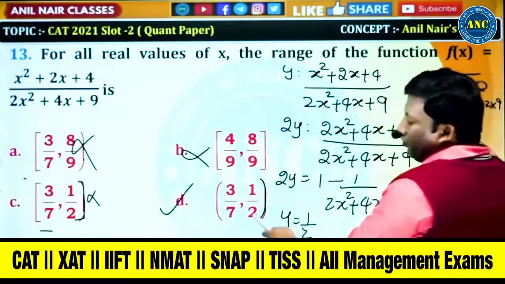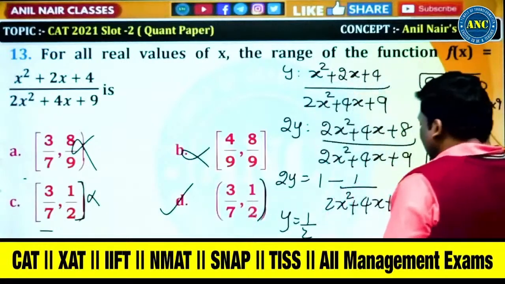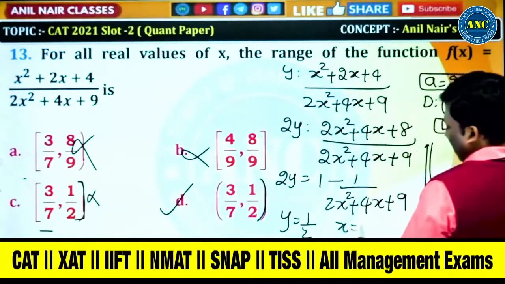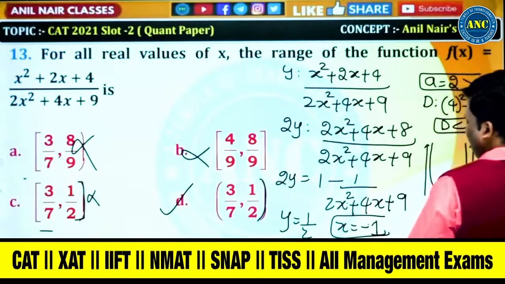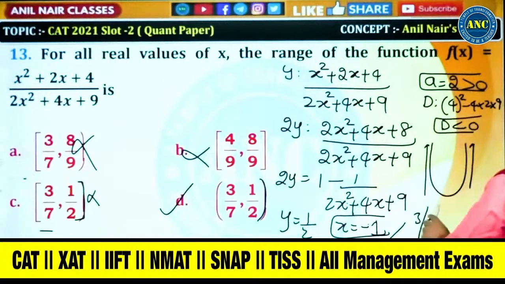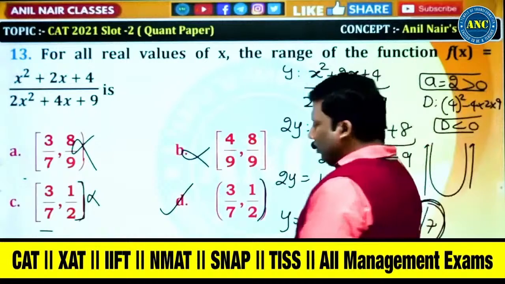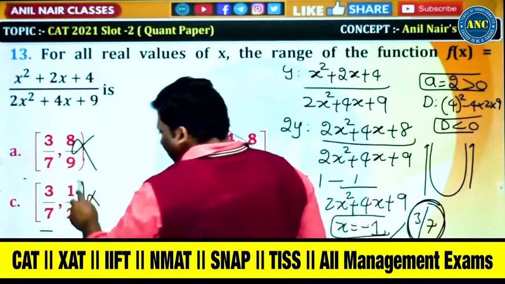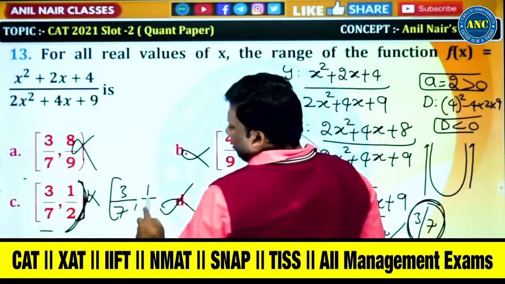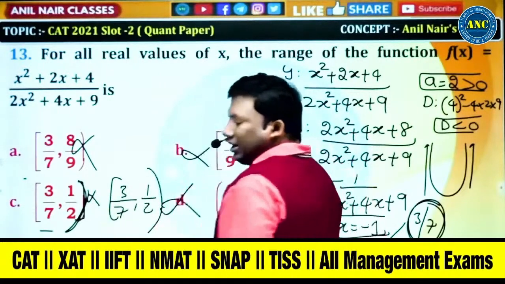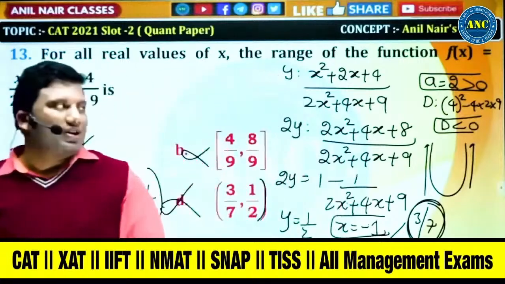In case you want to cross check why it is 3 by 7: x will be minus b by 2a, which is minus 1. So 1, 9 plus 2, 11, 11 minus 4, 7. 1 minus 1 by 7, 6 by 7. Y will be 3 by 7. So the minimum value will be 3 by 7. Maximum, it can shoot up to 1 by 2.